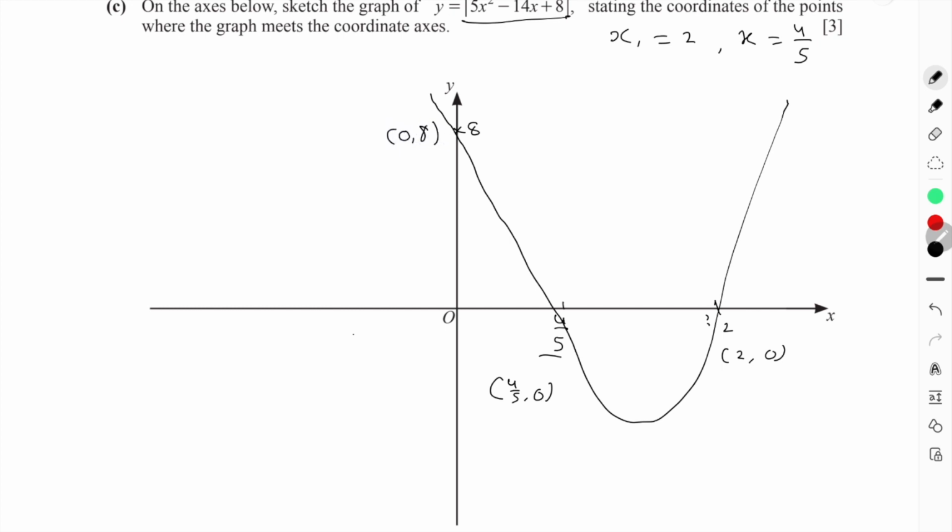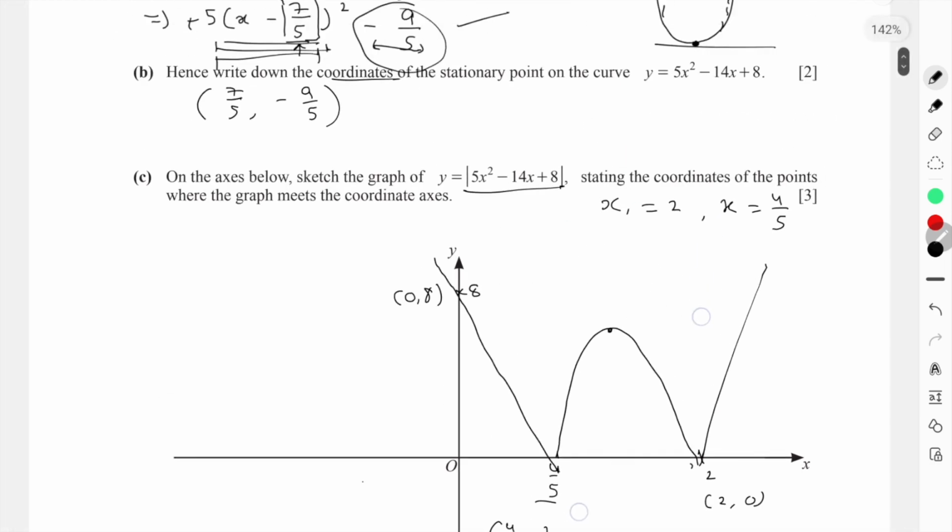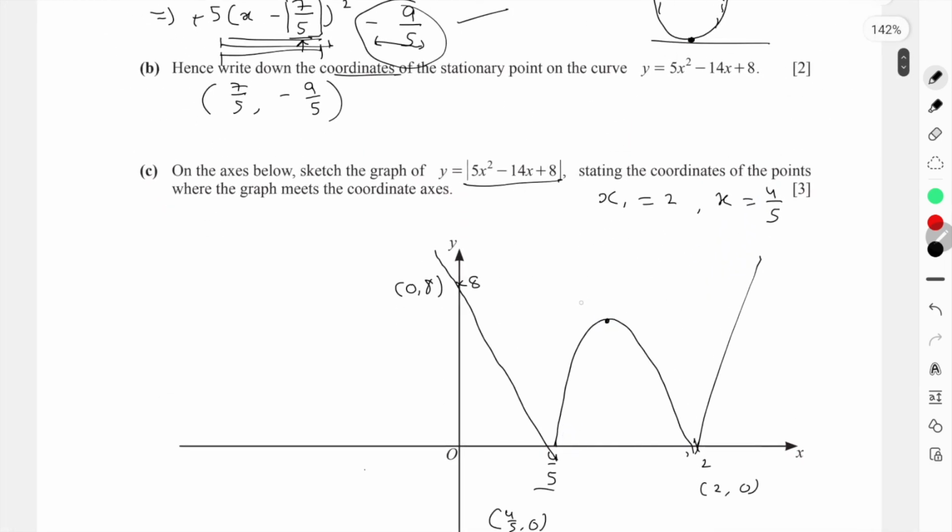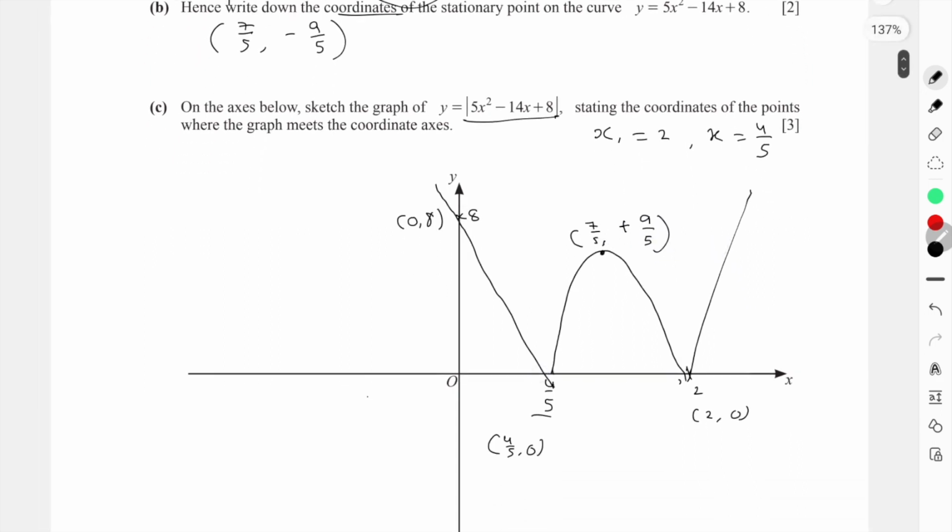And now since we have to draw the modulus, first you can write it like this, make sure that they are symmetrical, and once you're satisfied, just remove this bit. And now we're done with the graph. It's supposed to look something like this. And then this point, you're not supposed to go this much, but if you write down the coordinates, that's fine. So this is 7 by 5. And then this is plus 9 by 5 because we've flipped it upside down. So it's going to be plus.